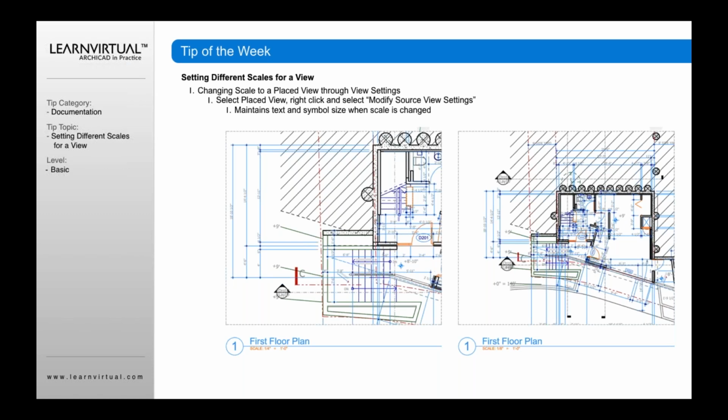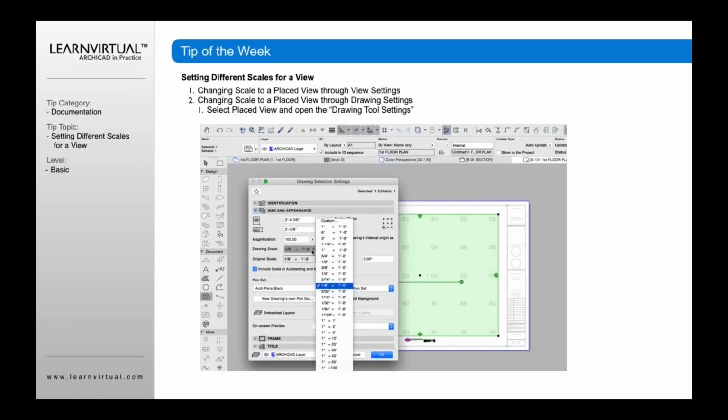So this is really important, because if you want to have an eighth inch drawing and you want that text to be the same for all of your drawings, whether eighth inch, quarter inch, half inch, whatever, in terms of the font size, then you need to change it in the view settings and not in what I'm going to show you next, which is the drawing settings.